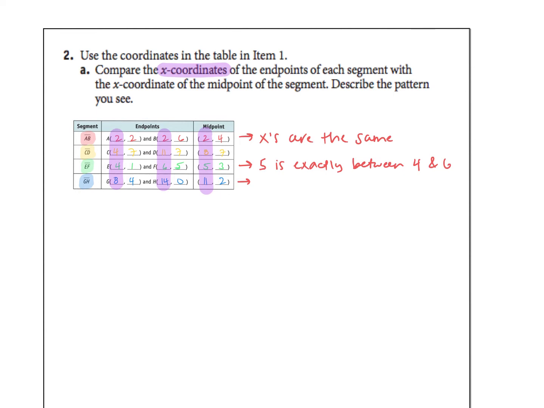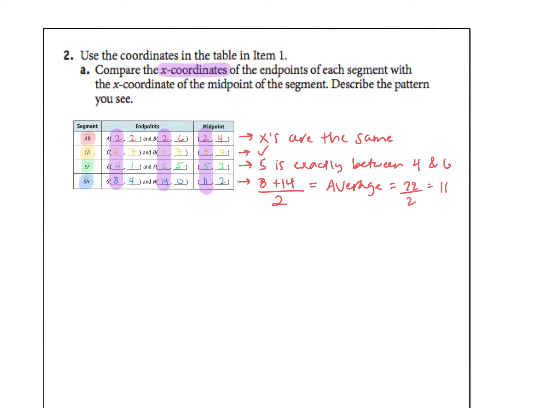Taking all this into consideration, what we could do to find what's in the middle is find those measures of 8 and 14, add them together and divide by however many numbers I'm adding. Remember, that's kind of our average. That's how we could find what our value is. It ends up being 22 divided by 2, which is 11. And guess what? The same thing checks out for segment CD. So that's what we're looking at here. We're finding the average of the x values of our endpoints to get the midpoint.